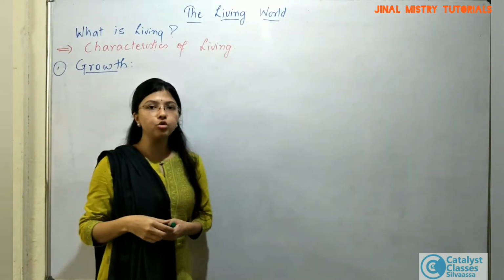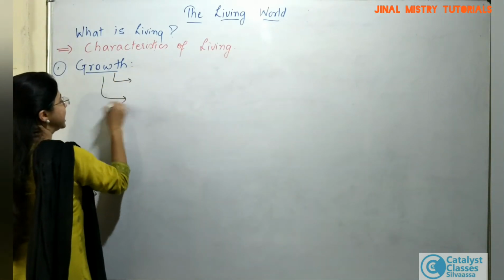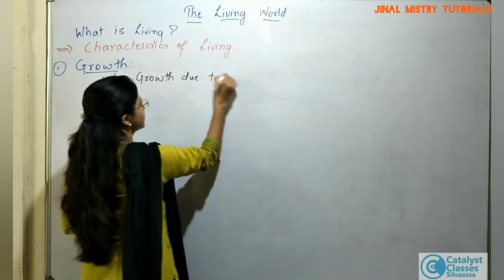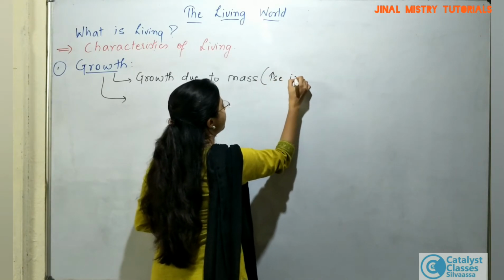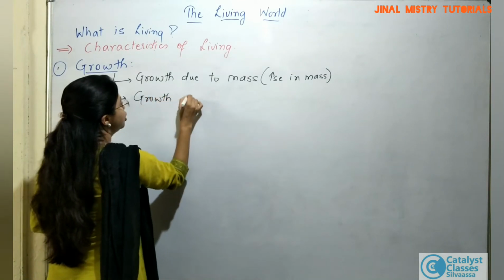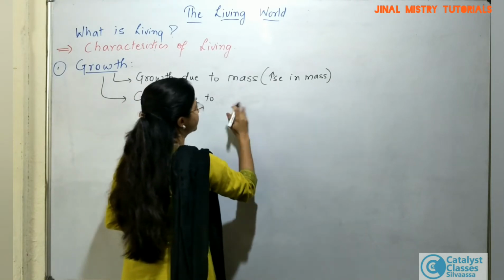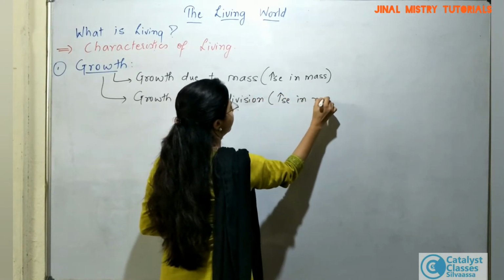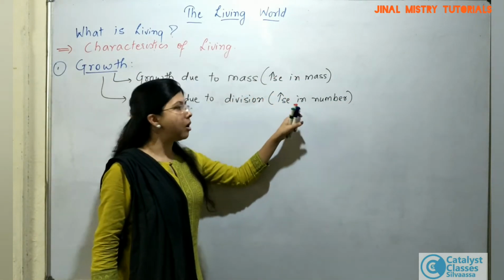Now, when you talk about growth, it can take place in two terms. It can either be growth in cellular mass, or basically an increase in the mass of a particular thing. The second can be growth due to cell division, or basically only division. And what is that division going to lead to? An increase in number, right? So that growth can either be with an increase in mass or with an increase in number.